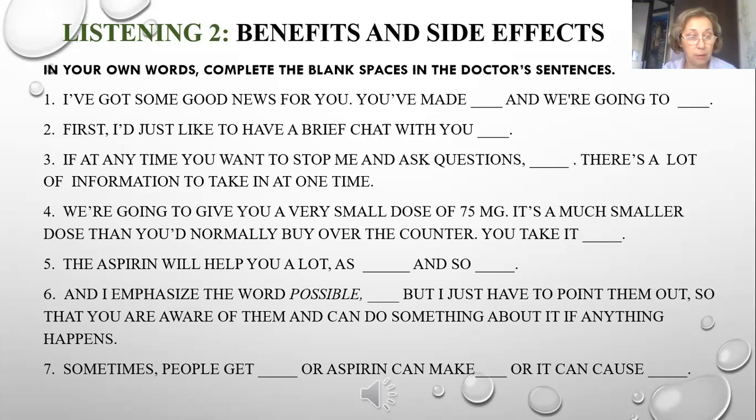Is it Prakriti? Yes, number 7. Sometimes people get this, or aspirin can make this, or it can cause. So this is about complications, yes? Side effects of aspirin. Which side effects of aspirin do you know? Is everything okay with aspirin? Or are there any complications?